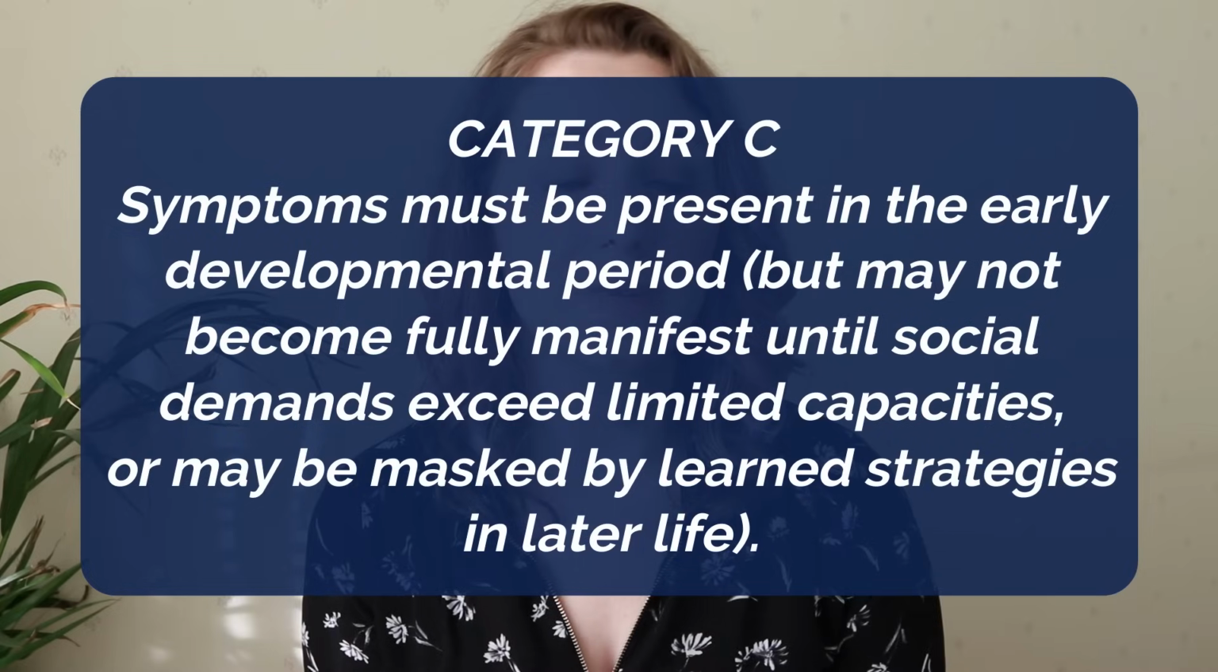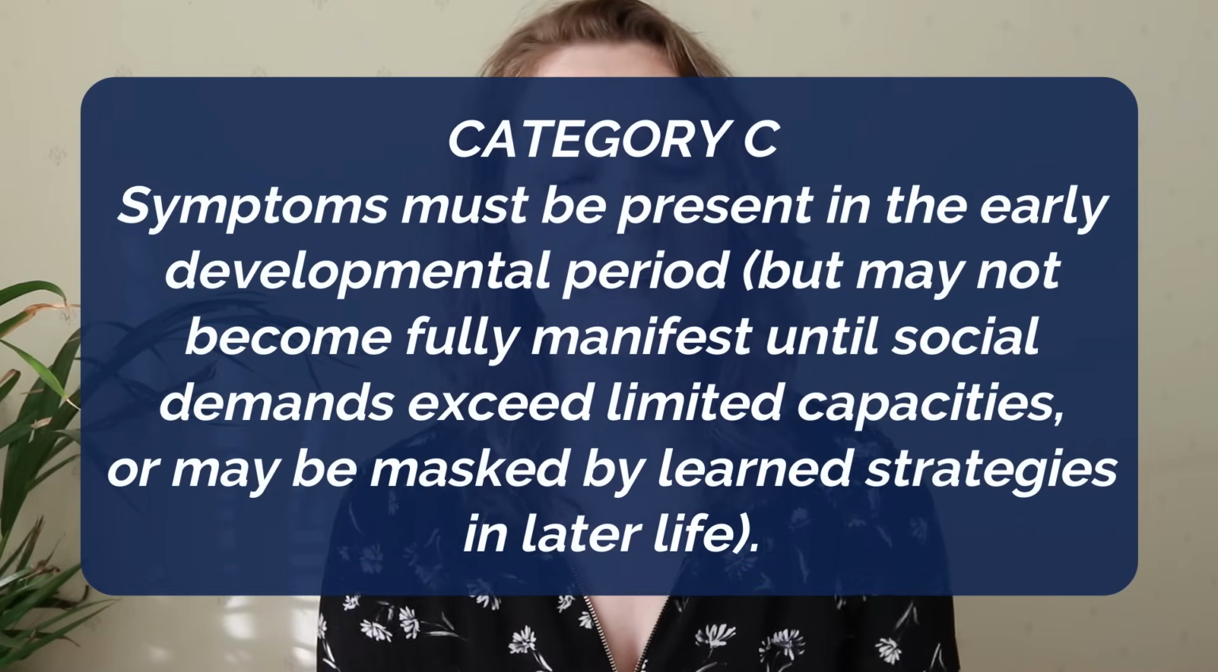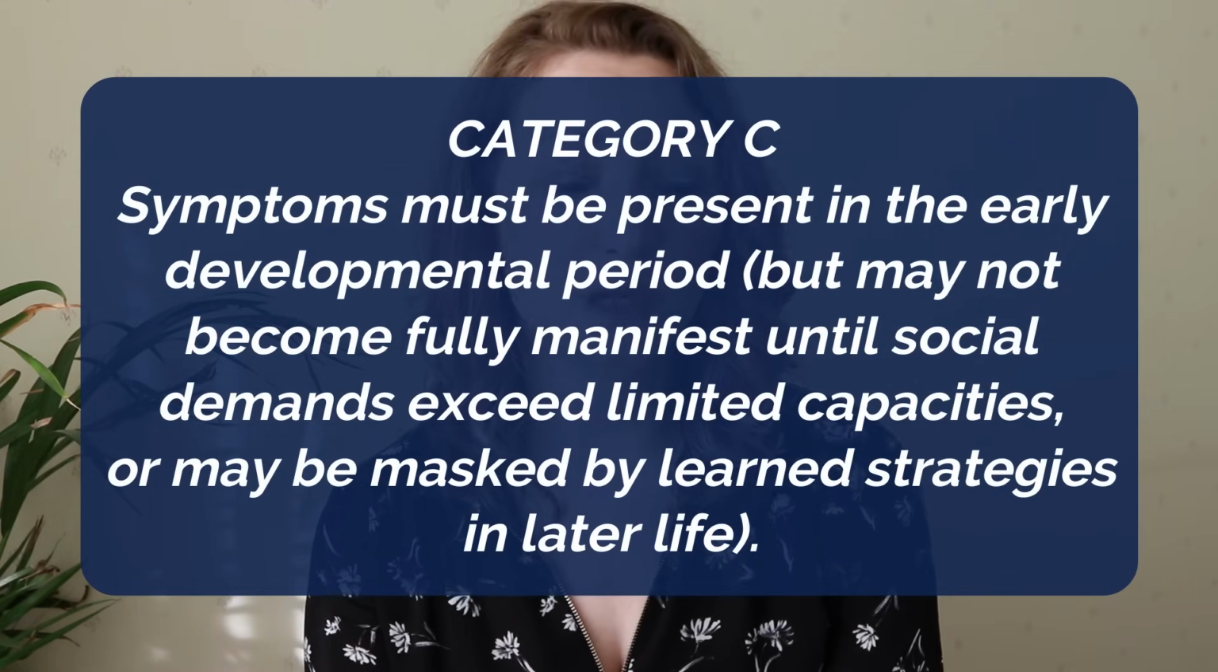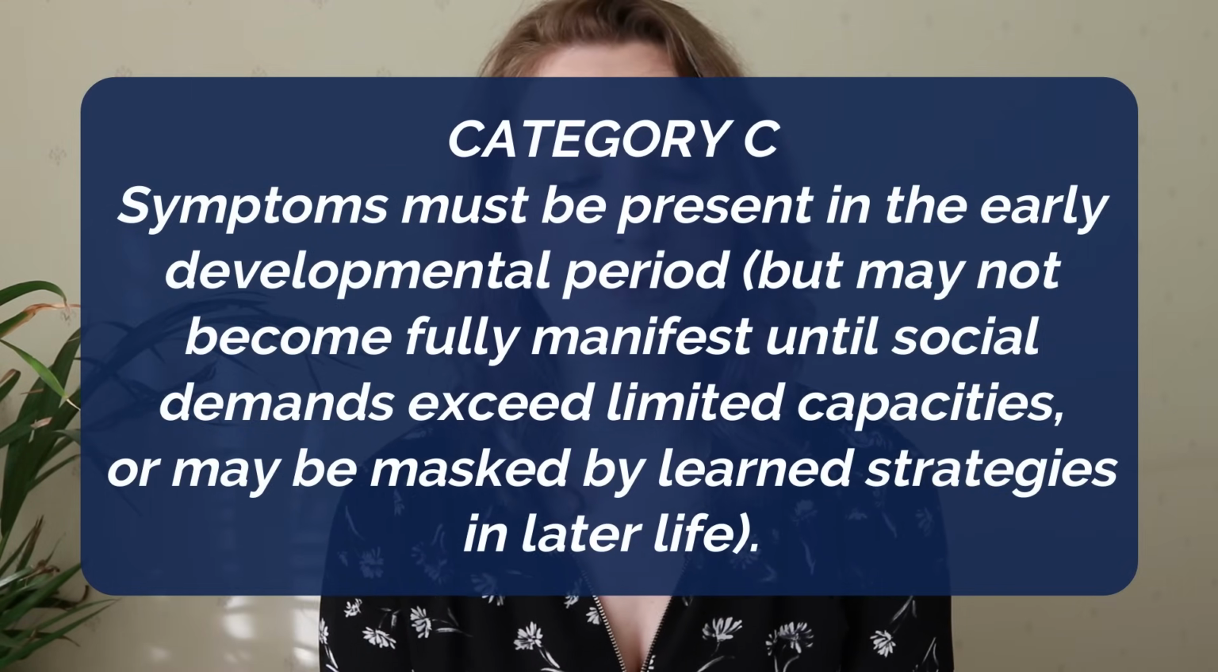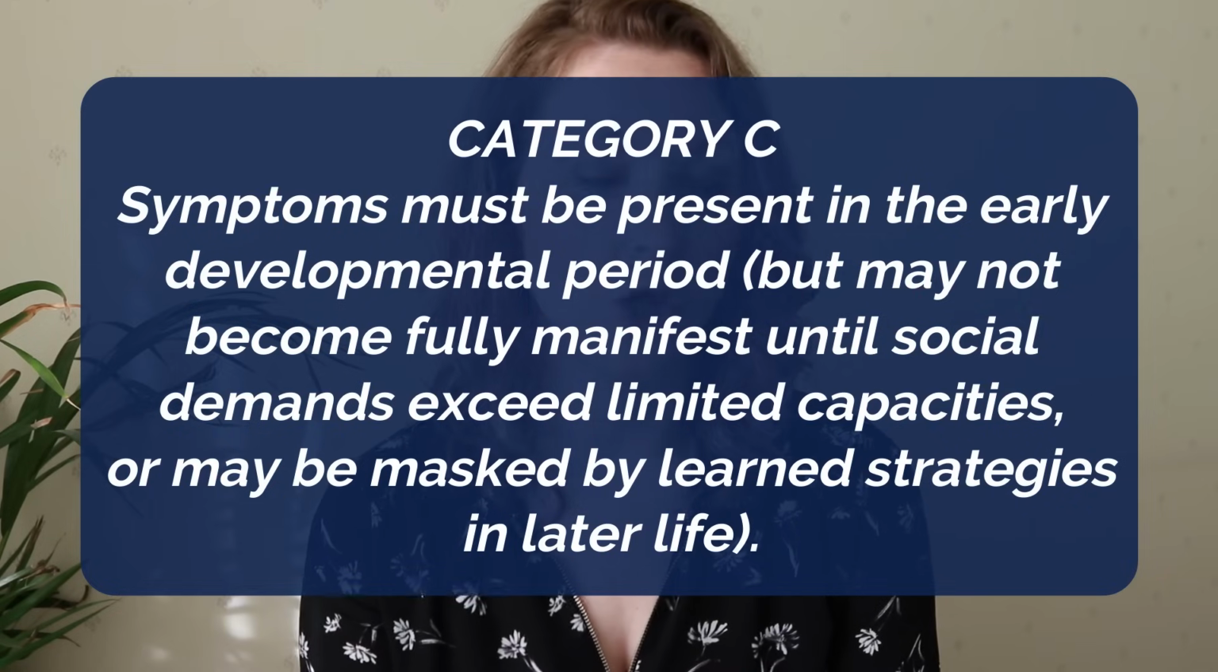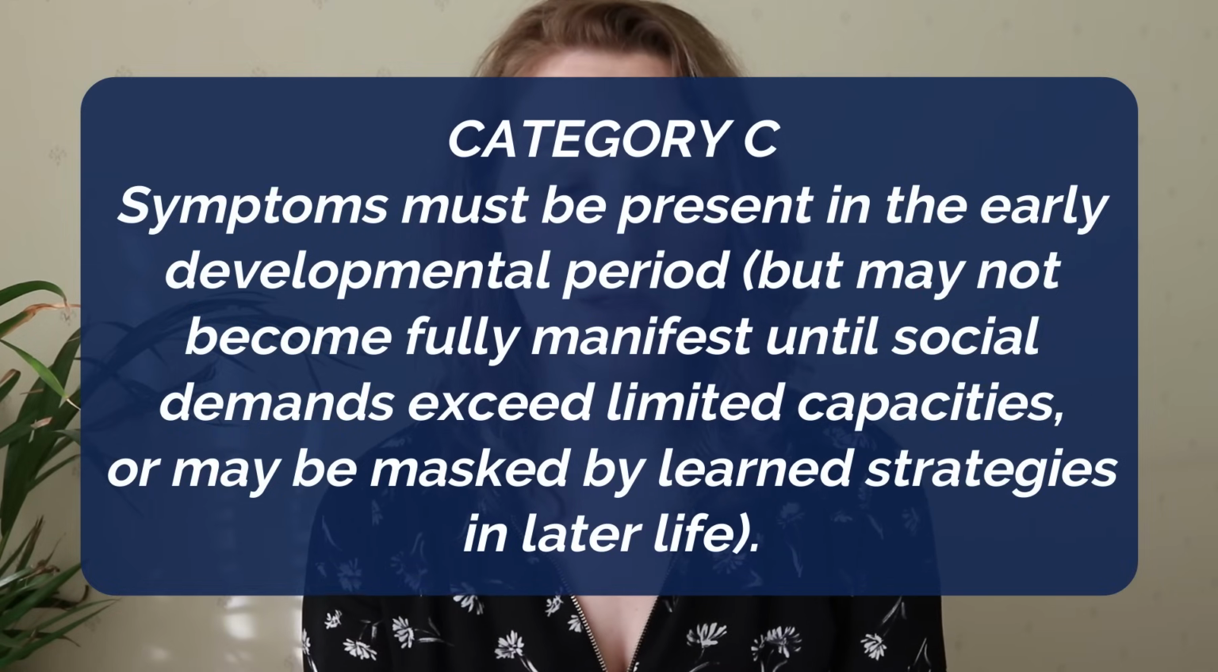So that was point number 4, and you need 2 out of these 4 that I've just mentioned to continue to get your diagnosis. Moving on to category C now, which is: symptoms must be present in the early developmental period but may not become fully manifest until social demands exceed limited capacities or may be masked by learned strategies in later life. Basically, this means that this isn't something that you just acquired, because you can acquire symptoms that are similar to autism through a traumatic brain injury, for example.